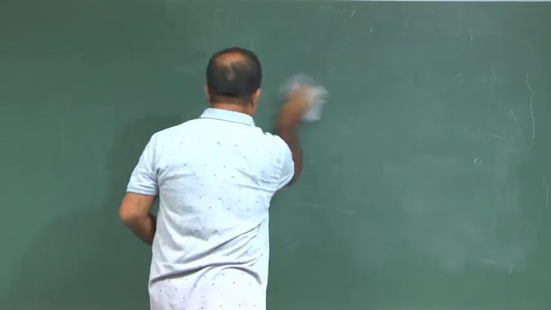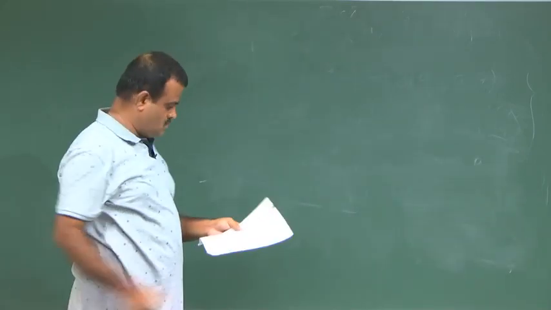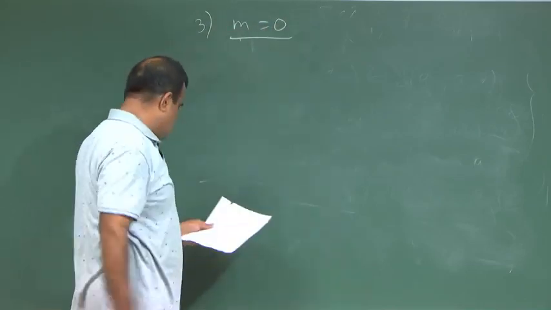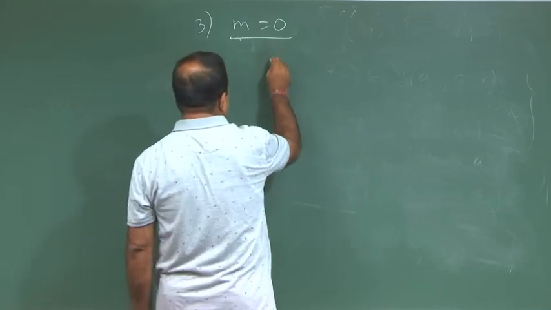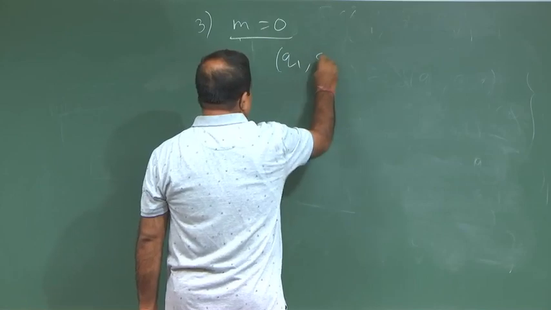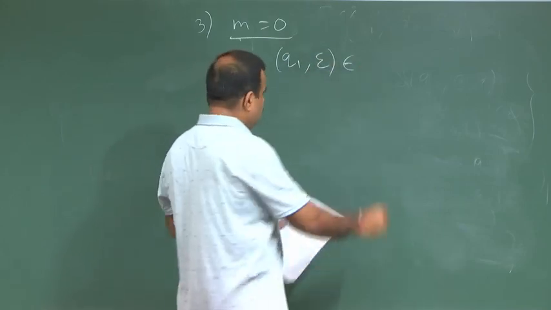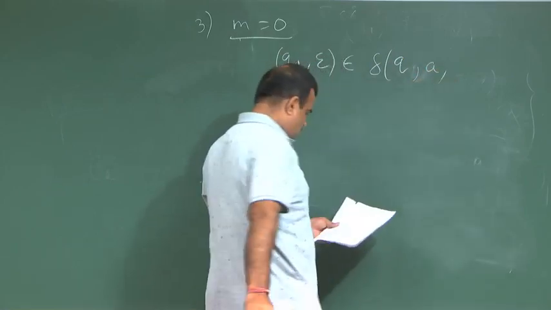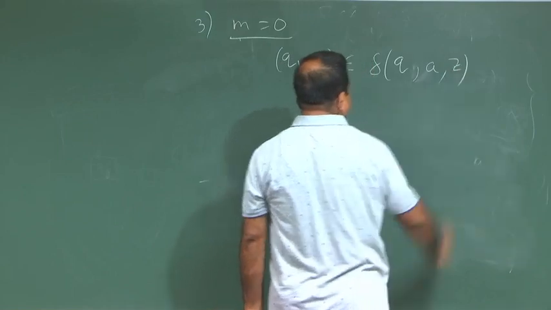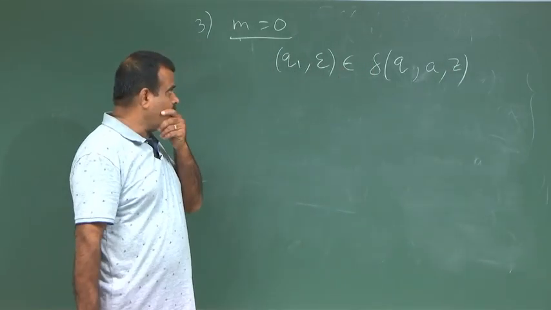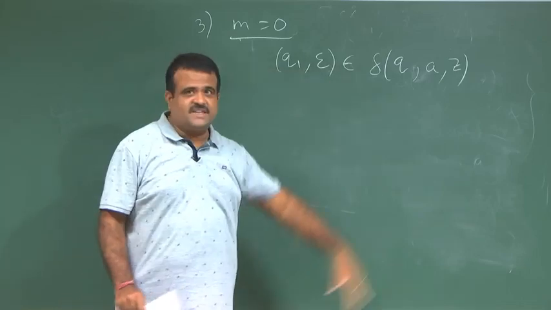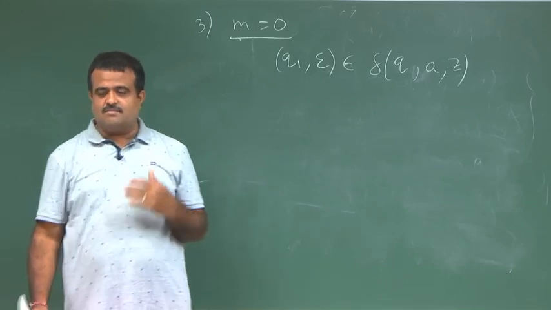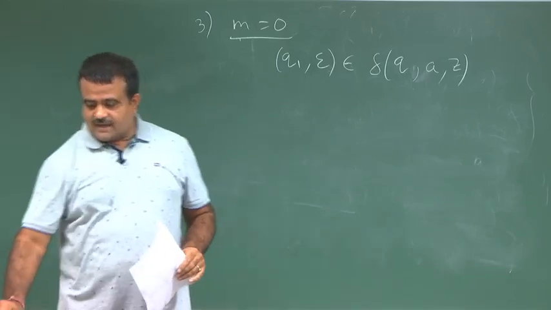So let us see, this is rule 2. If m is equal to 0, that means if (q1, epsilon) belongs to delta of q comma a comma z. Okay, that means this z is erasing. We are erasing the z. We have to erase the symbol to get the empty stack. So that we are doing.